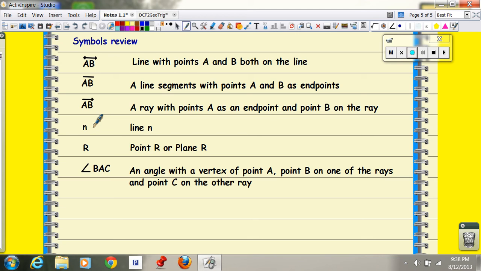This little letter N stands for line N. Capital R would be like a point R, or it could be plain R. And angle BAC has an angle symbol, and it stands for an angle with a vertex of point A, because A is in the middle. Point B is on one of the rays, and point C is on the other ray. So pause the video at any time and just copy down what you see here. You're going to need this information later.